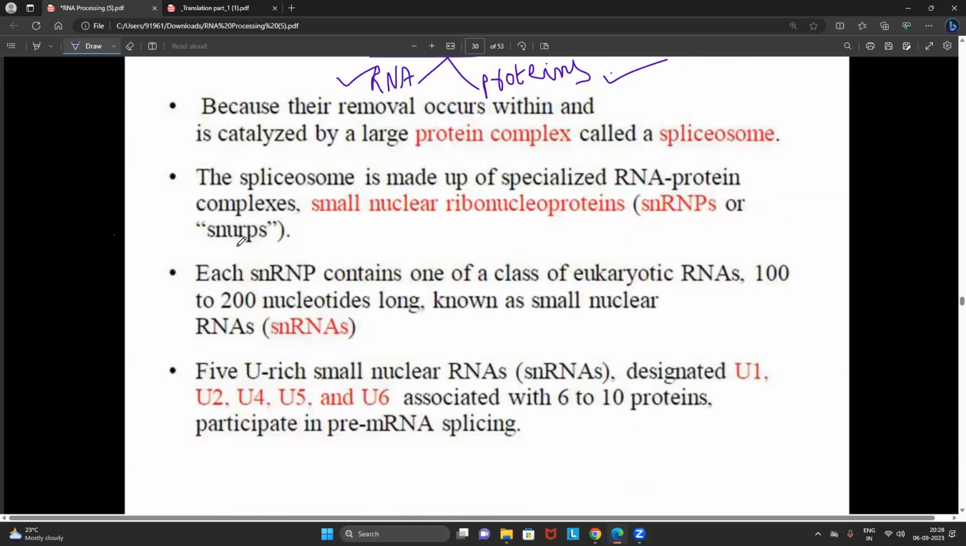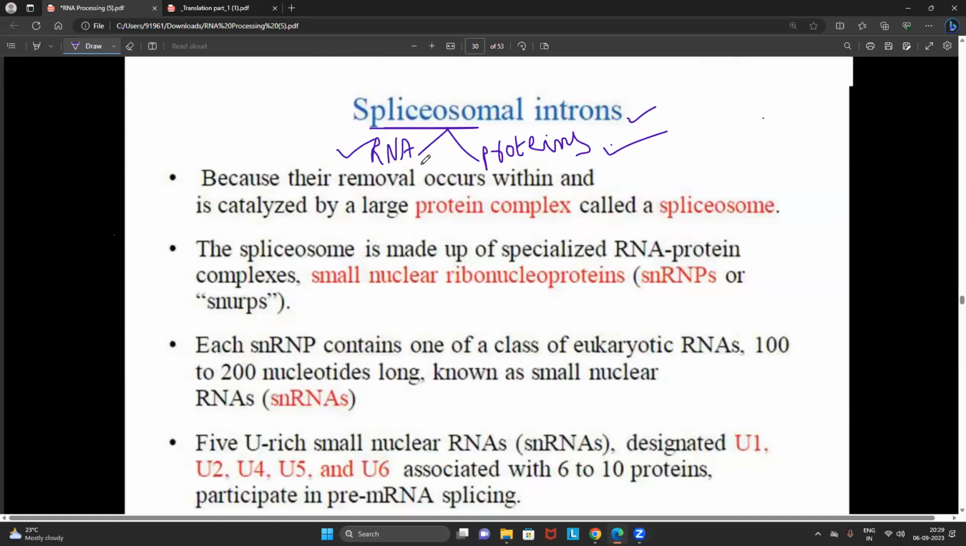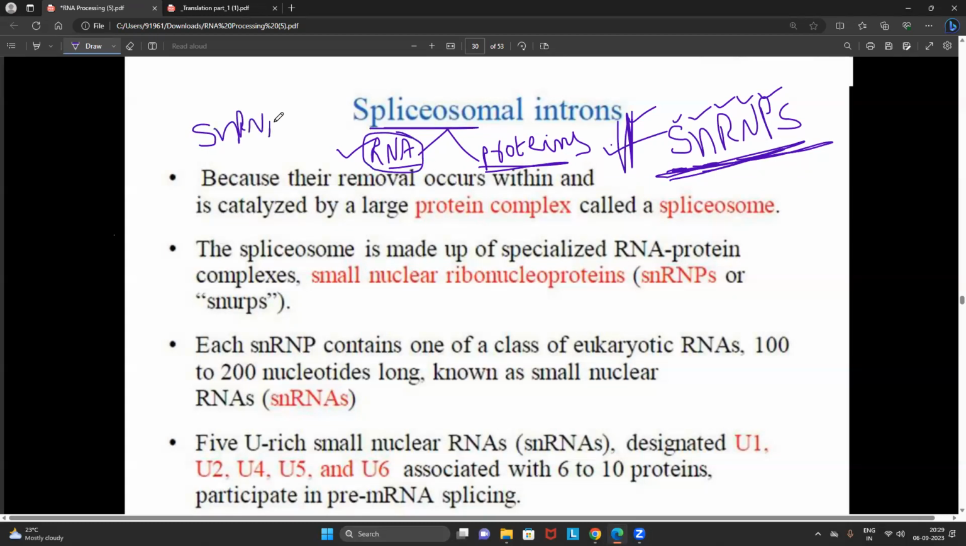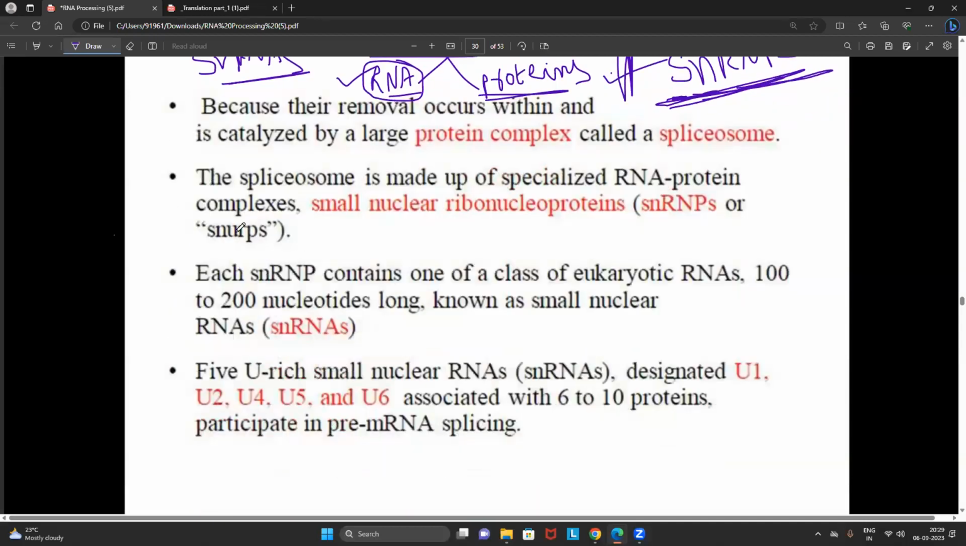Everyone, listen to my statements correctly. RNA and proteins together, we call SNRP. What is the full form of SNRP? Small nuclear ribonucleoproteins. That is called SNRPs. Only RNA is called snRNA, small nuclear RNA. Everyone listen, no need to get confused.